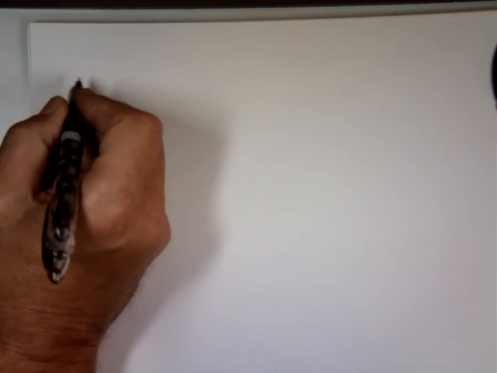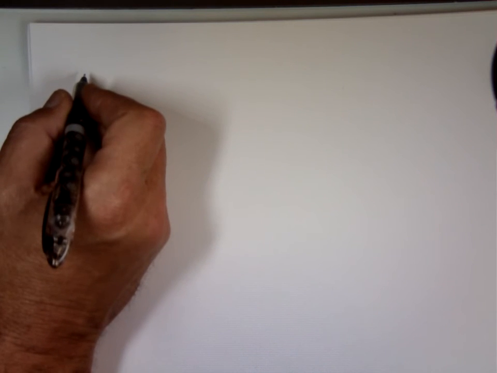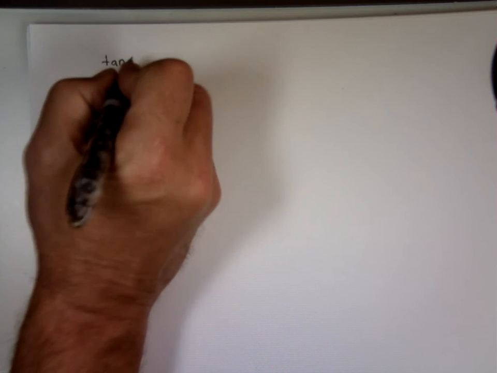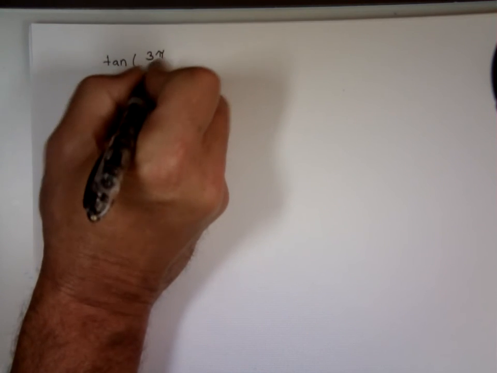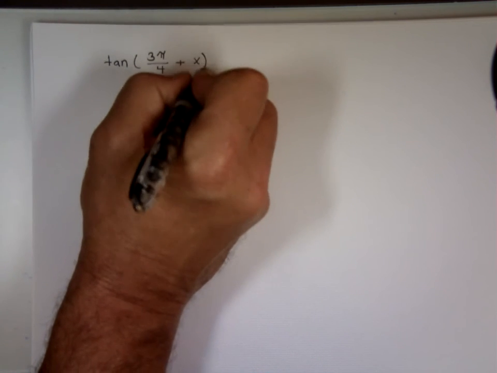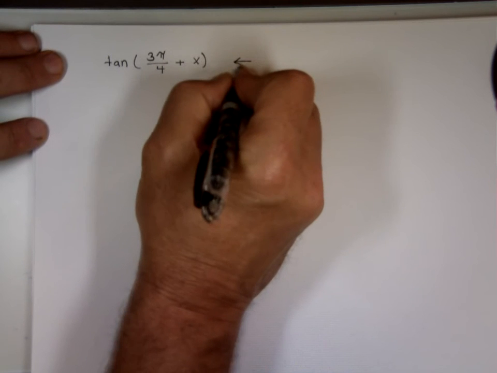Let me see if I can do another one. Let's try maybe tangent. Tangent of 3 pi over 4 plus x. And let's simplify that one. I want to simplify this. I forgot to write simplify.